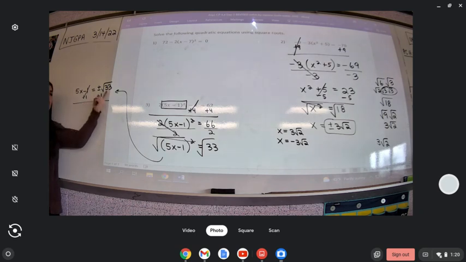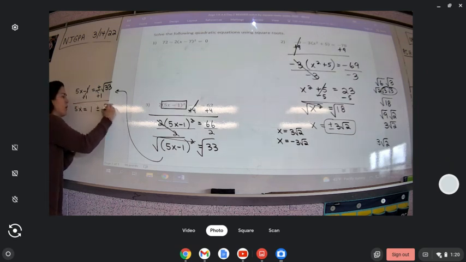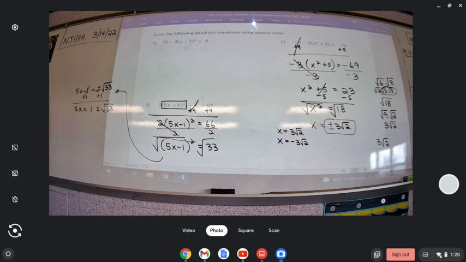You can't add it to the 33. It's under a square root and 1 isn't. So where did I tell you to put it? In front of the plus or minus sign. So 5x is equal to 1 plus or minus the square root of 33. Guys, the square root of 33 is like 5.7 something probably. It's a very ugly decimal, and I don't want you to use it. So leave it as the square root of 33.